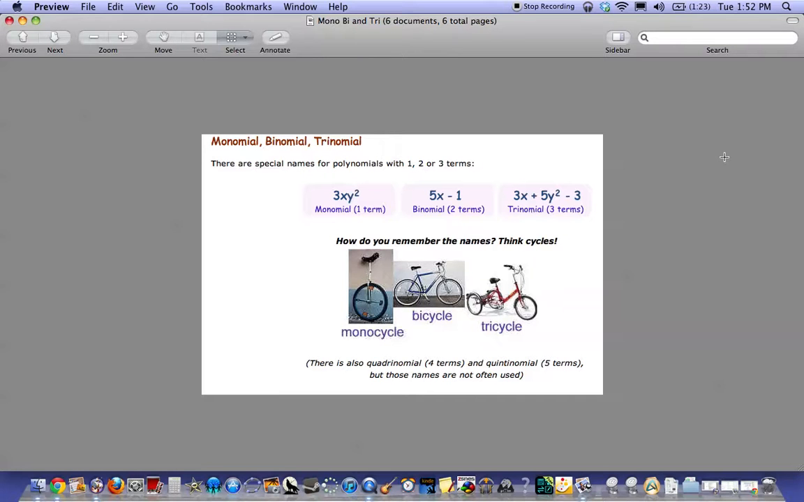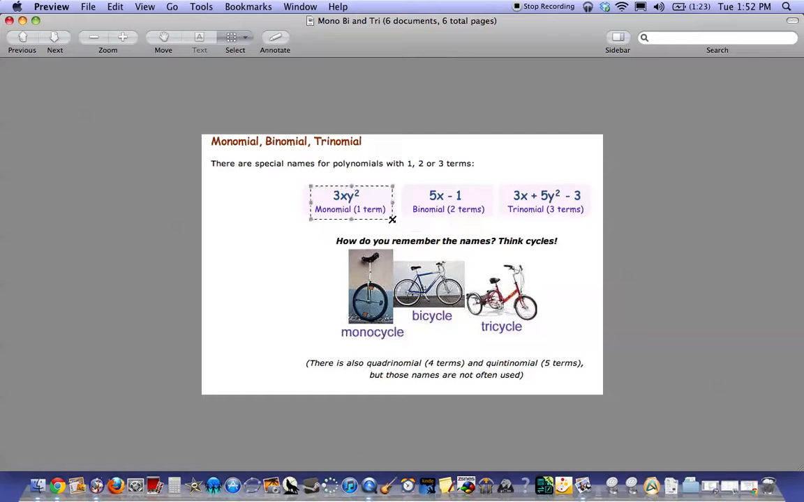The 3 most common types of polynomials you're going to see are monomials, binomials, and trinomials. Basically, mono means 1, bi means 2, and tri means 3. So you have one number, two numbers, or three numbers, or in other words, you have one term, two terms, or three terms. So here is a monomial.